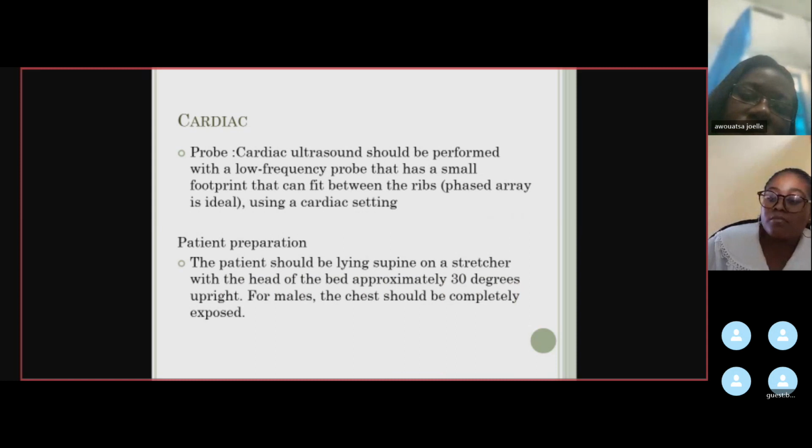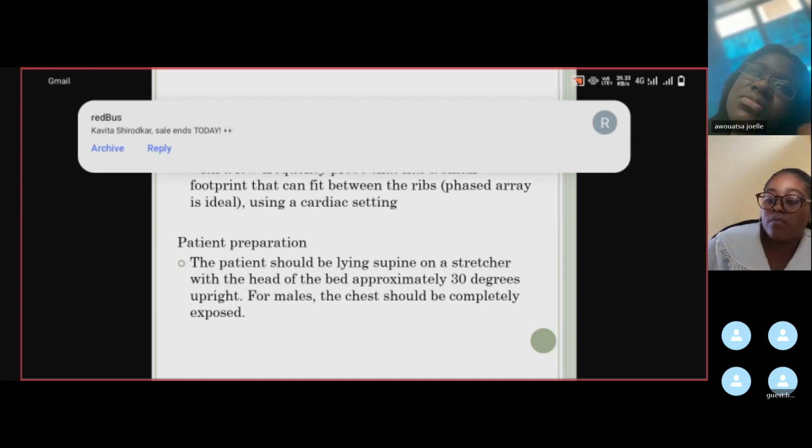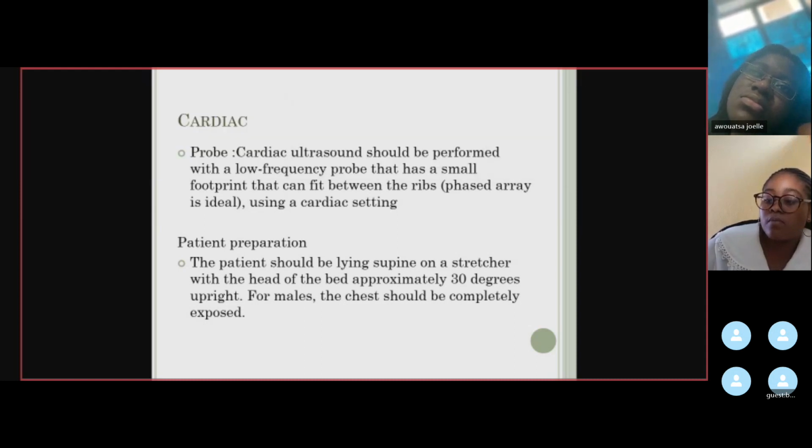Next is cardiac scanning. Here the probe which is used is a low frequency probe which has a very small footprint, also called the phased array, which is the cardiac probe. So we use the cardiac probe, and there are some dedicated machines only for cardiac studies available in the market, which have very advanced features to do the various cardiac assessments.